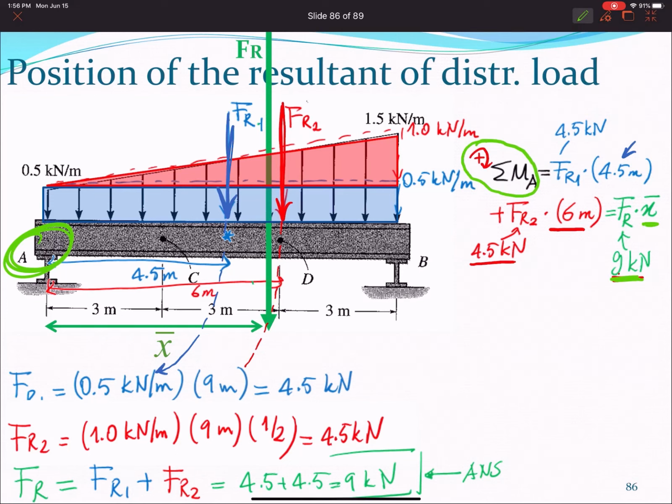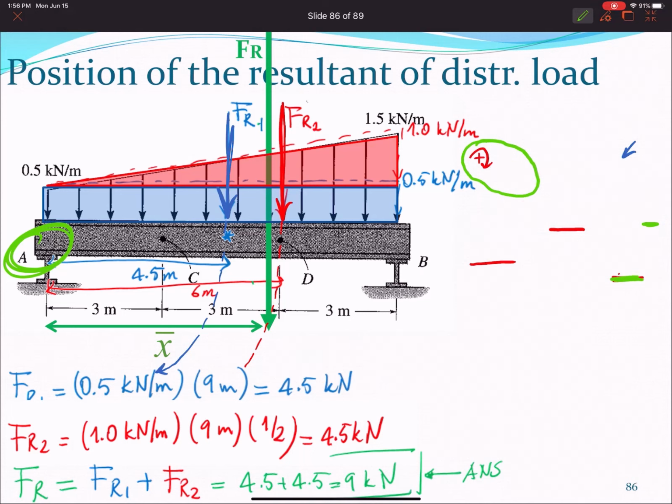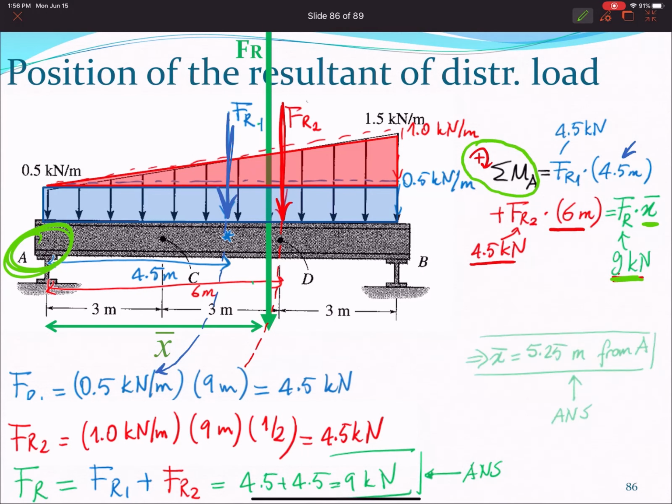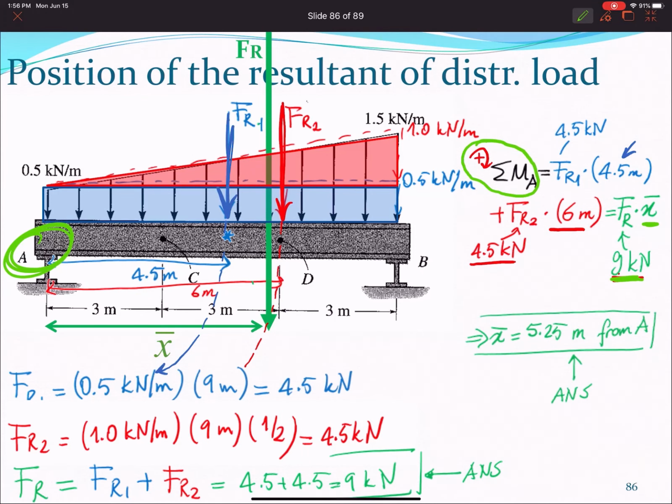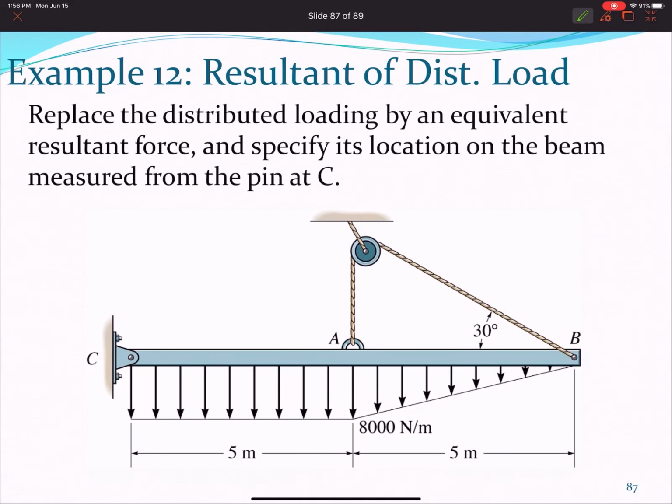So the moment of the old system has to be equal to the moment from the new system, and the only unknown here is x bar. Once I solve for x bar, I get that it's equal to 5.25 meters from point A, and that is the answer. So I have 9 kilonewtons applied at 5.25, and that is equivalent to that trapezoidal function.